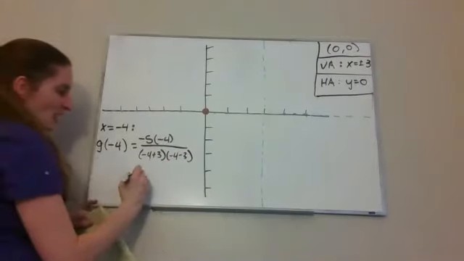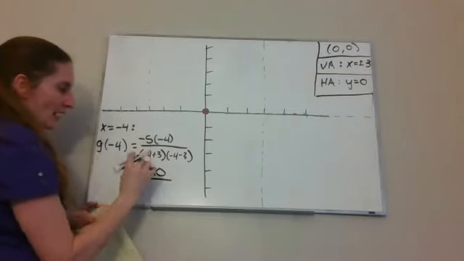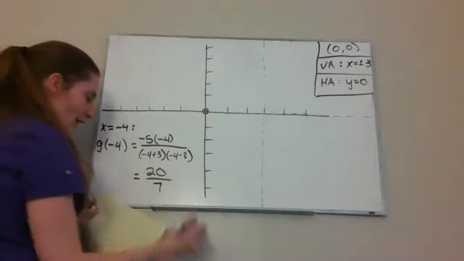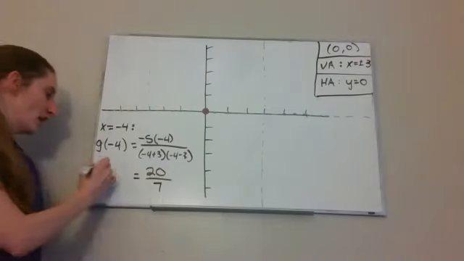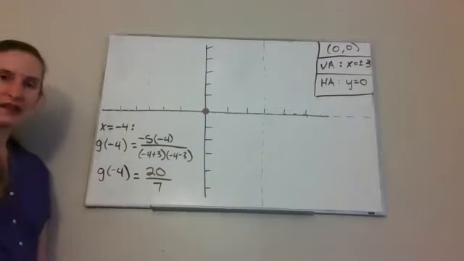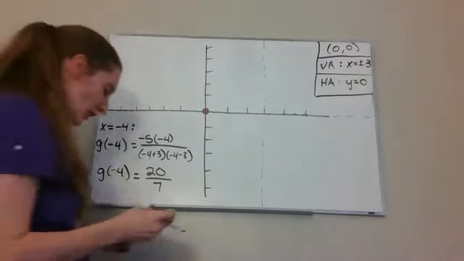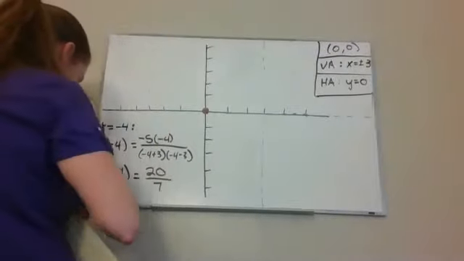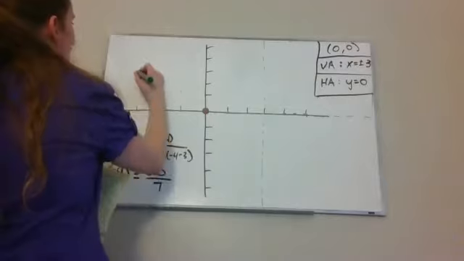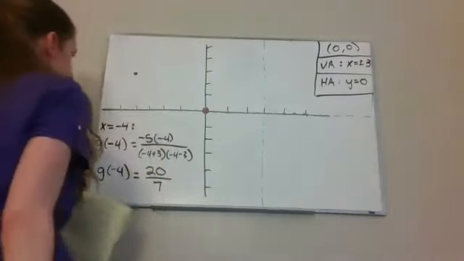So that means on the top I have 20. And on the bottom, I have a negative 1 times a negative 7. So that's positive 7. So g of negative 4 is 20 over 7, which is pretty close to 3. It's just under 3. So I'm going to have a point at negative 4 and just under positive 3. So somewhere right around here.